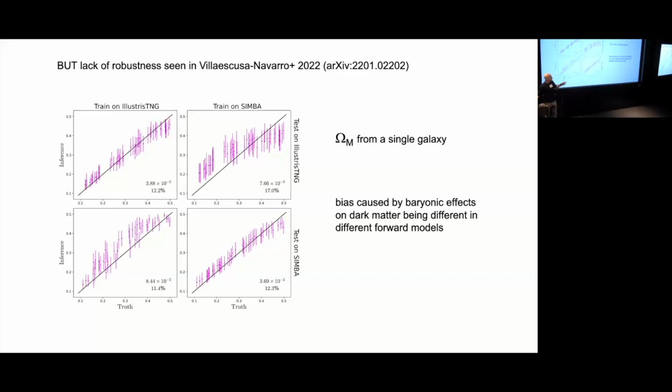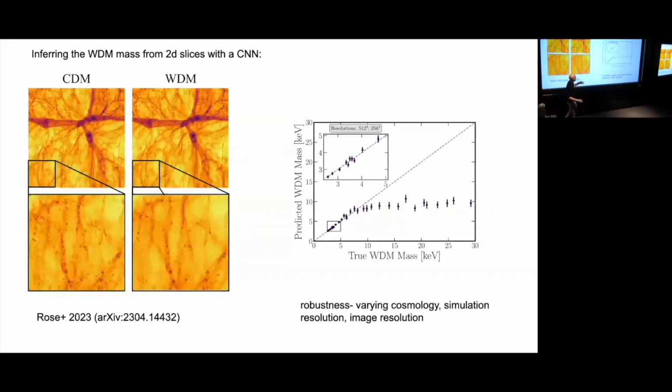And so, that's something that needs to be understood. And I guess Paco's thought about it a lot. And so, that's things that we need to do. Okay. So again, robustness here, trying to measure the warm dark matter mass.